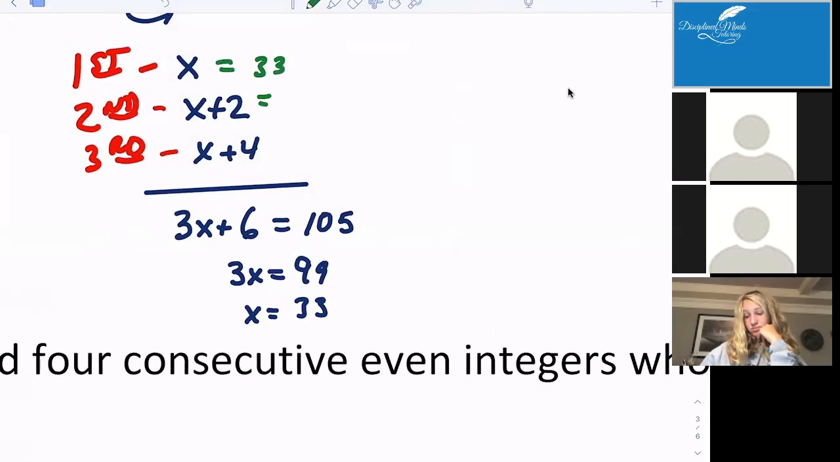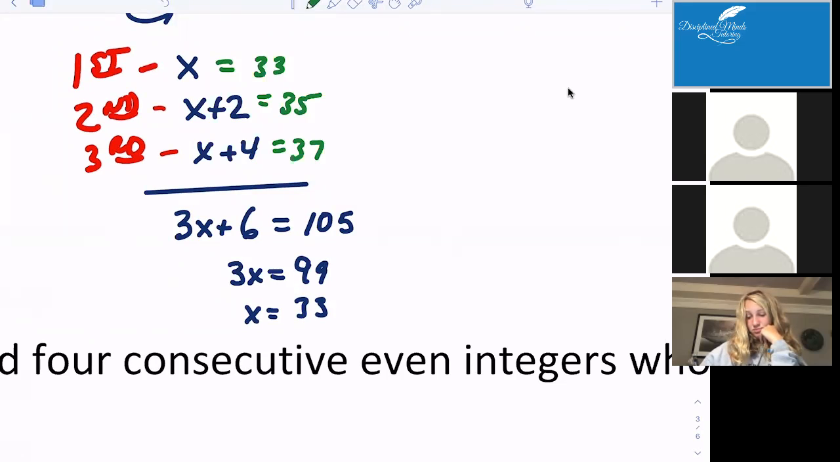What will be the next number? 35. And the next number? 37. And guess what happens if I add those up? 105. You get 105. And if you want to, on your calculator real quick, just do 33 plus 35 plus 37. And you can see 105.